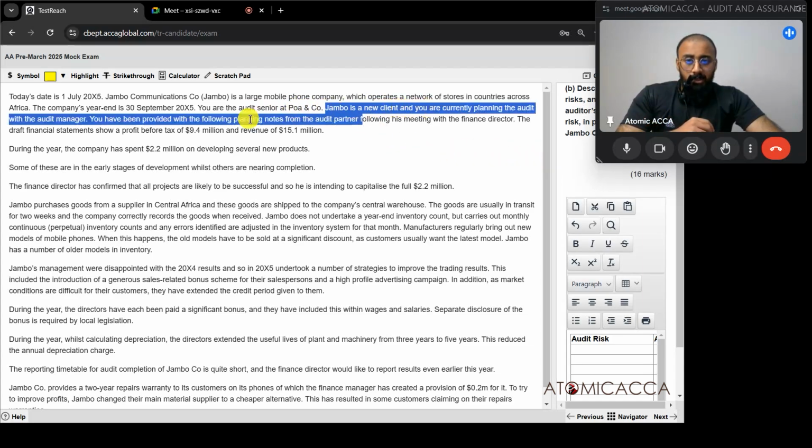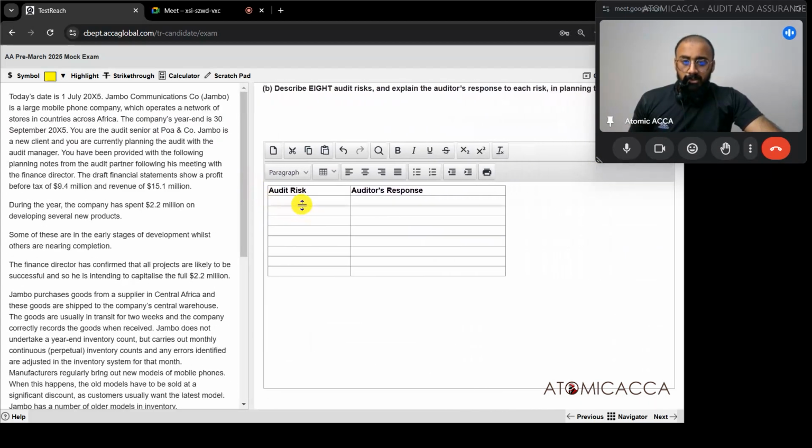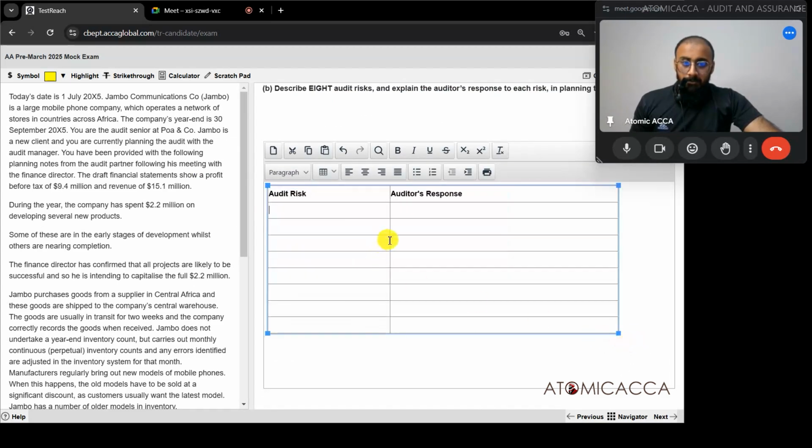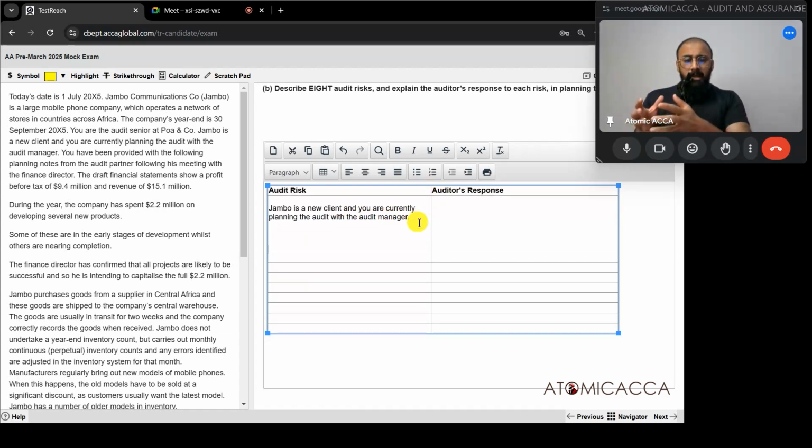Jambo is a new audit client and you're planning this one. We can just copy paste, or just that new audit client, that line is enough. We'll just make this a little bigger. Okay. So first problem is Jambo is a new audit client and you're currently planning the audit. What is the problem? Before we read and go through this, we can just finalize this thing so that one problem is sorted. Then we'll go to the next one. One by one, we'll deal with it at a time so that we don't have to think of too much information at the same time once we start writing the answers.